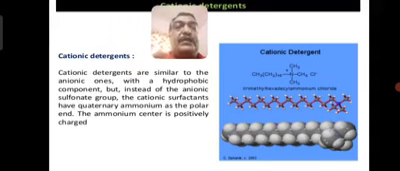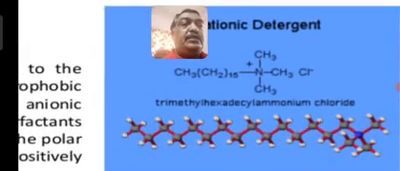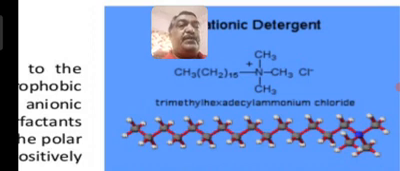Then cationic detergents. Cationic detergents are similar to anionic ones, wherein the hydrophobic component possesses a different character. Let us see here: N plus (CH3)3 Cl minus with CH3 (CH2)15. That is, the central nitrogen possesses the positive charge, while the hydrocarbon part is the long chain CH3 CH2 15.